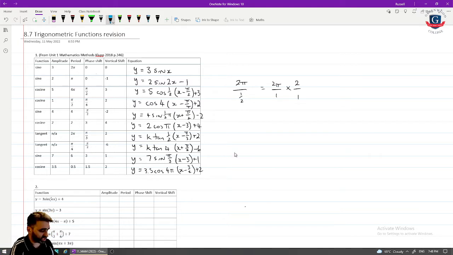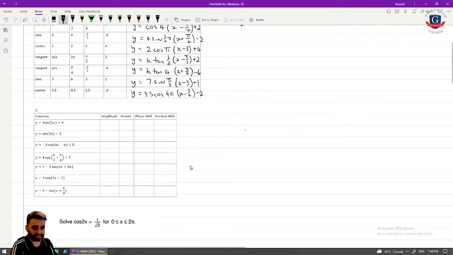The only thing I would say is that I didn't copy this correctly, so we can probably fix that up. That should be a minus, and if that's a minus, this will be a minus 2. Okay, problem 1 done. Let's have a look at problem 2.